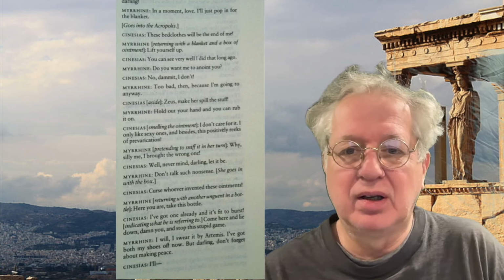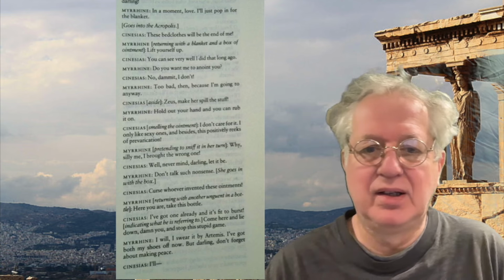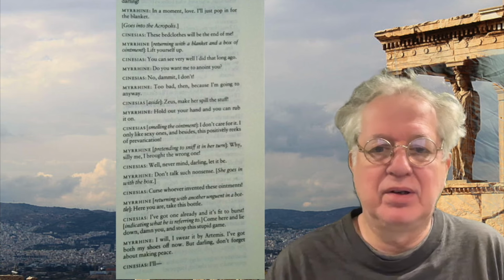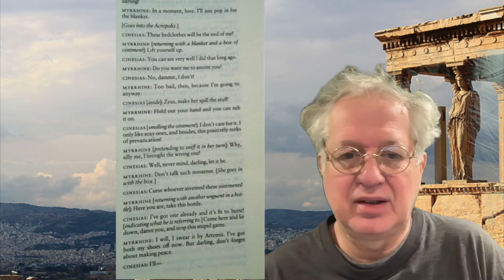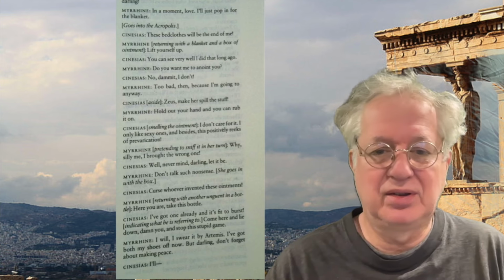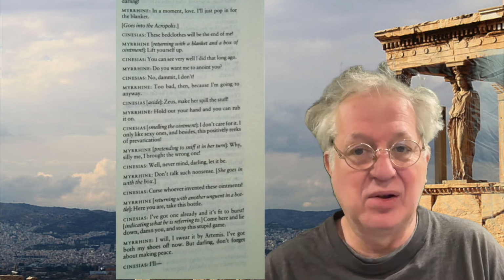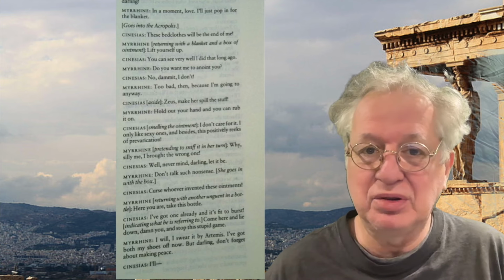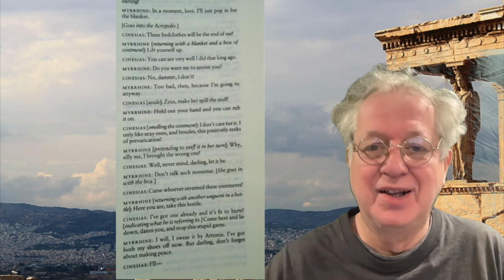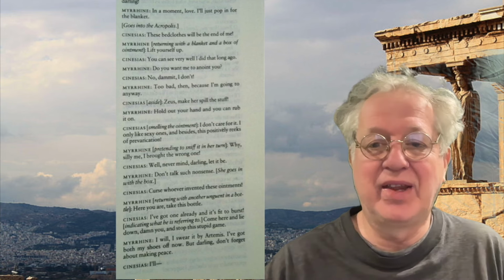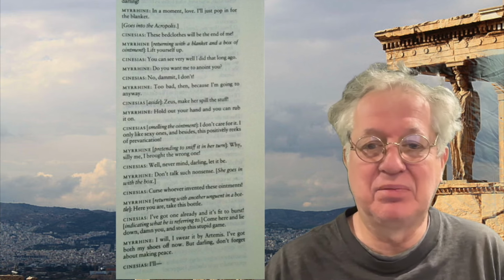Myrrhine: In a moment, love, I'll just pop in for the blanket. And Synesius says, these bedclothes will be the end of me. Myrrhine, who returns with a blanket and a box of ointment, says, lift yourself up. And Synesius: You can see very well I did that long ago. Listen, there's a lot of dick jokes in this play. You know, the phallus plays a prominent role, and that's just one example of it.